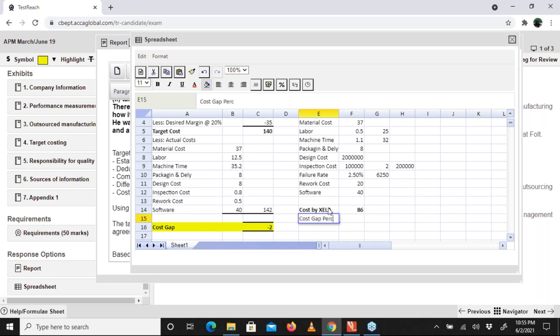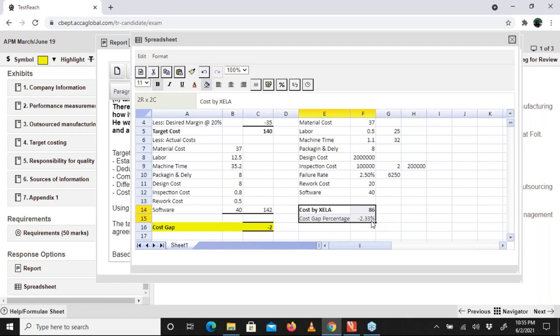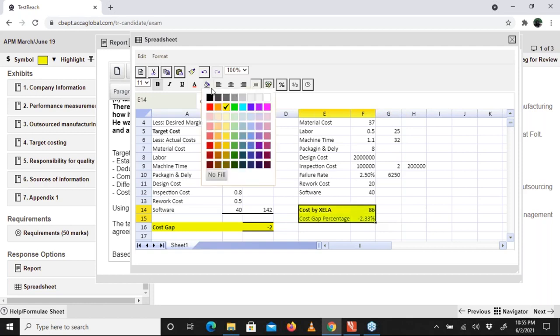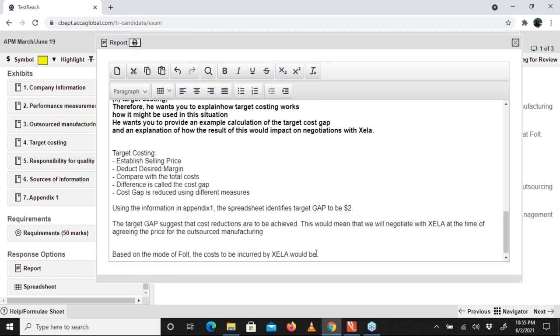Cost gap percentage is this divided by this, 2.33%. Now try to understand a few things, which is basically based on the mode of the fault. The cost to be incurred by Zela would be $86 per unit, and this is approximately, and the cost gap is approximately 2.33% of the total cost.